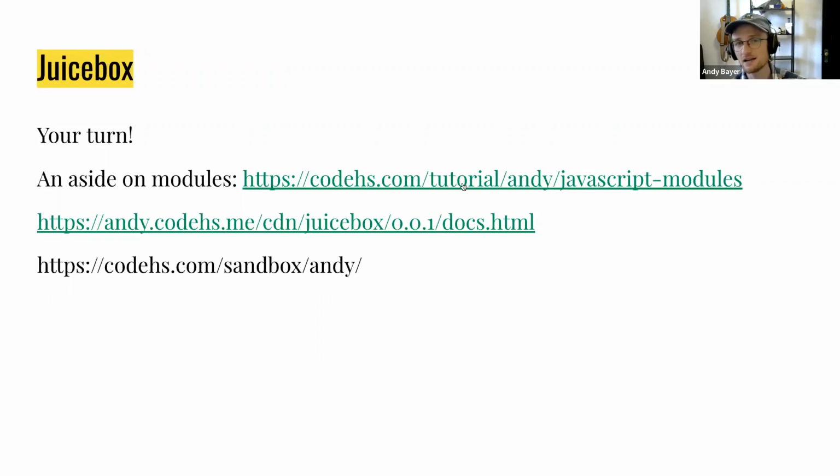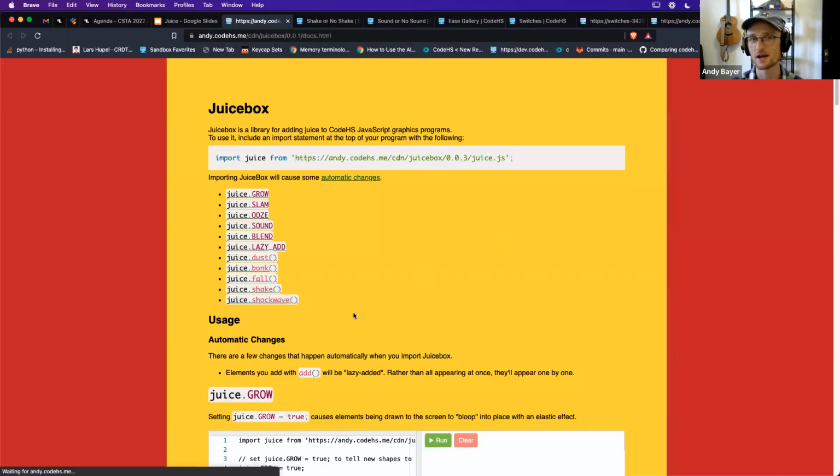There's a little aside that we can talk through. We'll send out a link for this on how modules work in CodeHS, because what we're going to be doing is using a JavaScript module. We're going to be looking at the juicebox, which is a module that I've created for adding juice to your programs. So I'll send out this link in chat, unless MR sent it out. Let me pull up the chat. So there's the link to the documentation for juicebox.